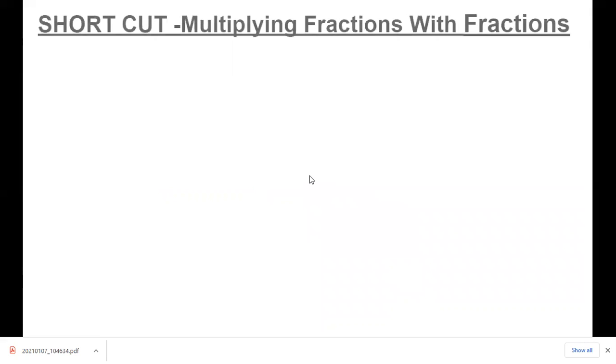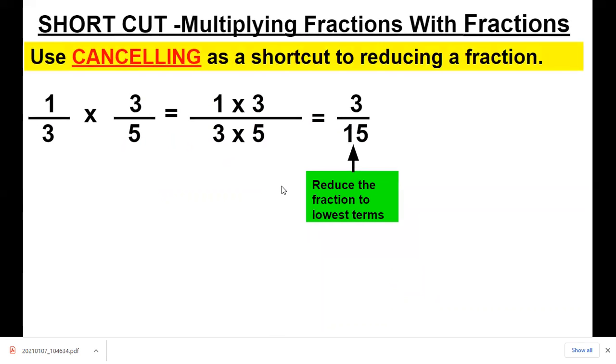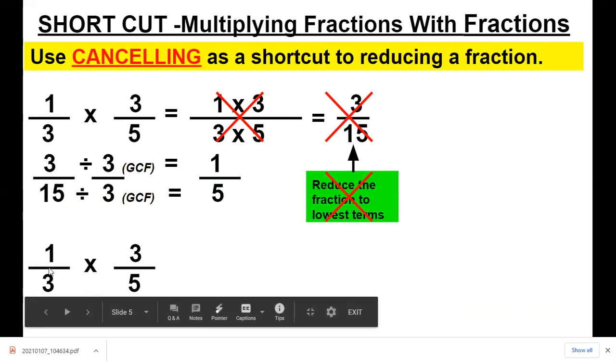Okay, let's see it with the canceling method. Okay, there's our original problem, and we just figured out it was 1/5. So let's redo it using canceling. We're not going to have to do that step, and we're not going to reduce. So 1/3 times 3/5. Is there anything I can cancel in that problem? Exactly, I can cancel the 2 3's, right?